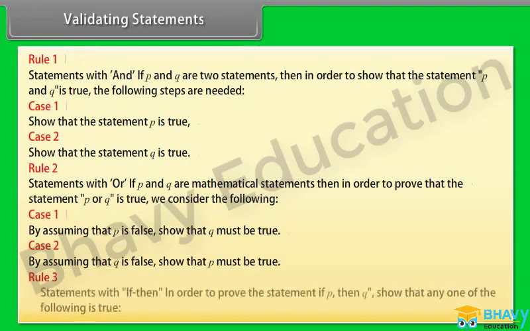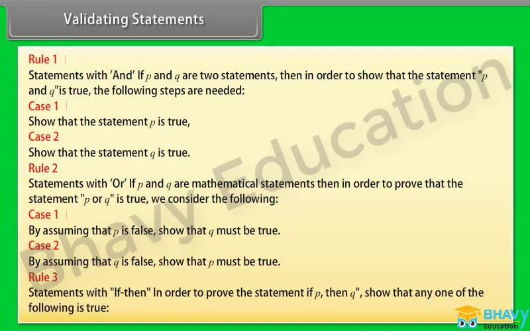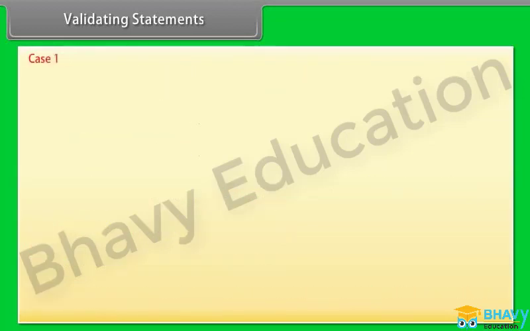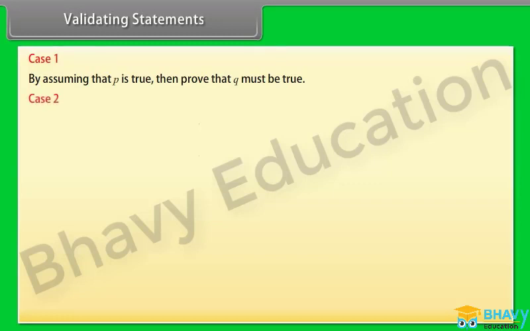Rule 3. Statements with if-then. In order to prove the statement if P, then Q, show that any one of the following is true. Case 1. By assuming that P is true, prove that Q must be true. Case 2. By assuming that Q is false, prove that P is false.